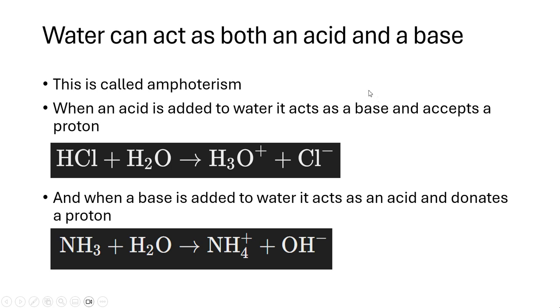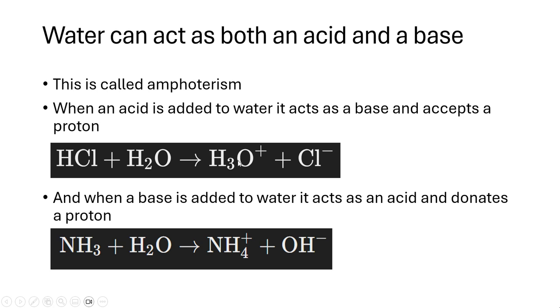So let's look at water then. Water can act as both an acid and a base. We call that amphoteric properties, amphoterism. So when acid is added to water, water acts as a base and it accepts a proton. So if you add acid to water, the water is going to act as a base. As you see, the H plus got donated from the HCl onto the water and that created the hydronium.